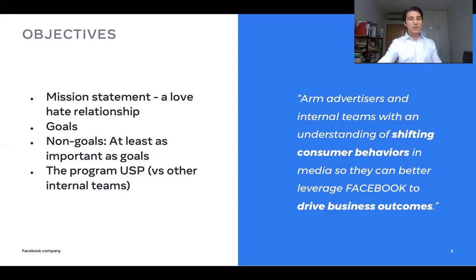And we need to focus on what our USP is. So in Facebook, there are several hundred researchers working on a lot of UX and measurement and other types of research. We need to make sure that this program is delivering something different or over and above what they're already delivering.